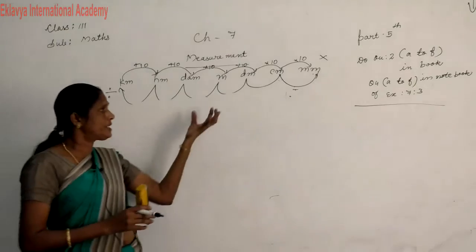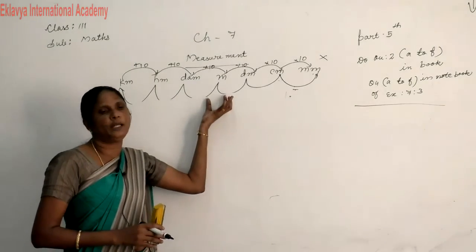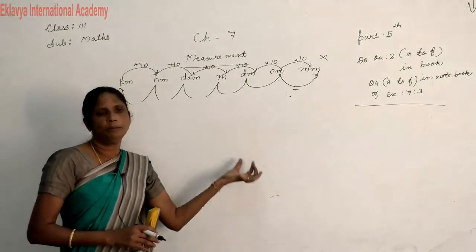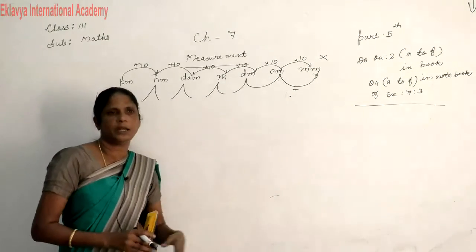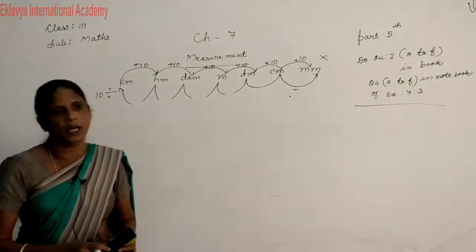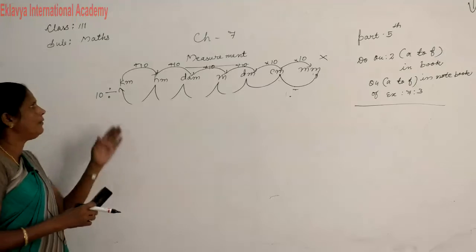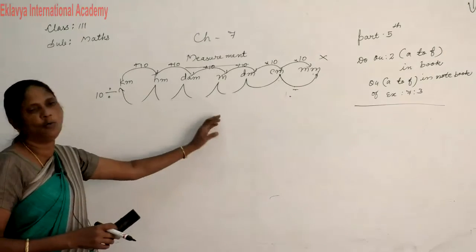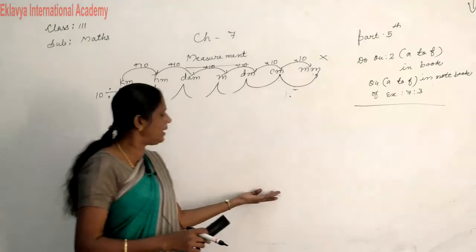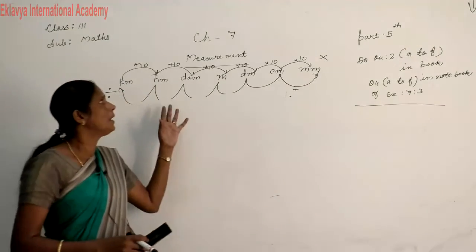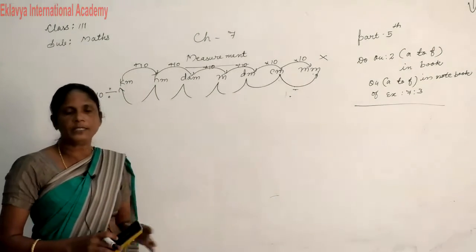Which is the basic unit of length? Meter is the basic unit of length. One meter is equal to how many centimeter? 100 centimeter. One kilometer is equal to how many meter? 1000 meter. Okay. Now our last topic in measurement of length is subtraction.